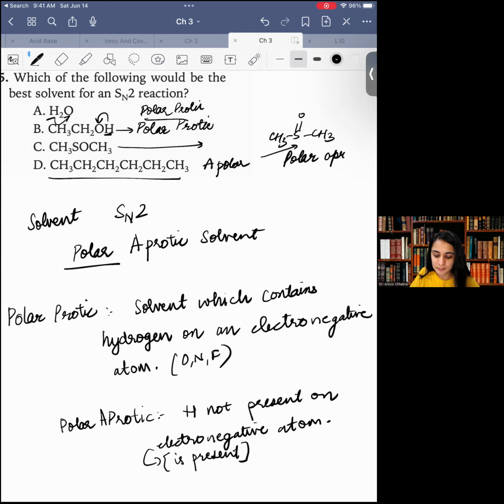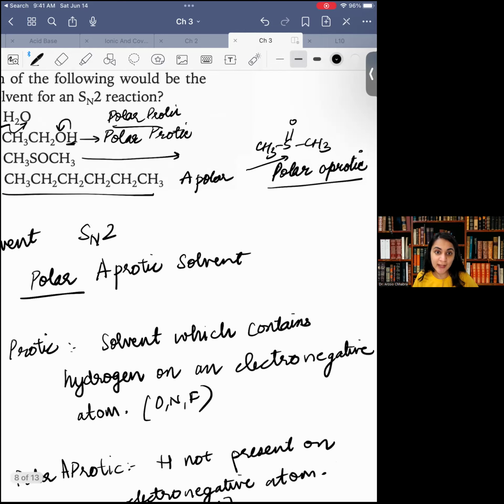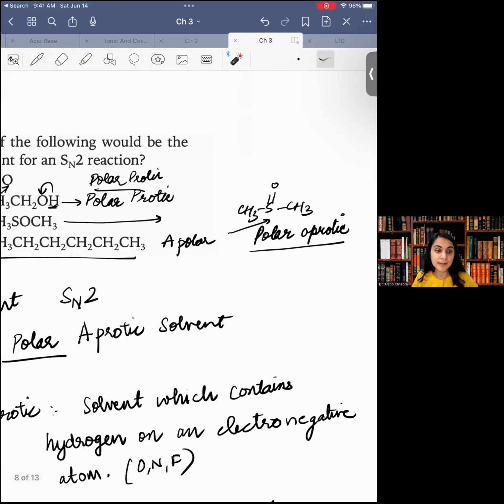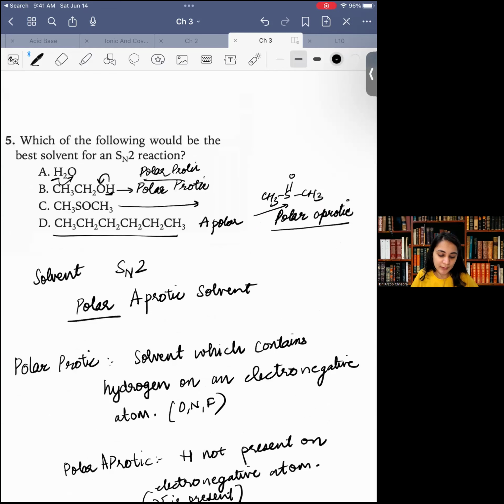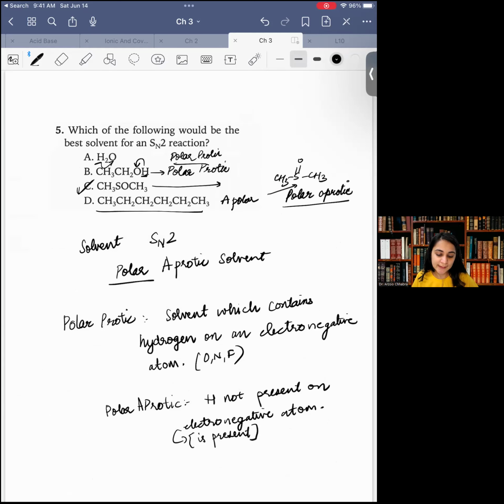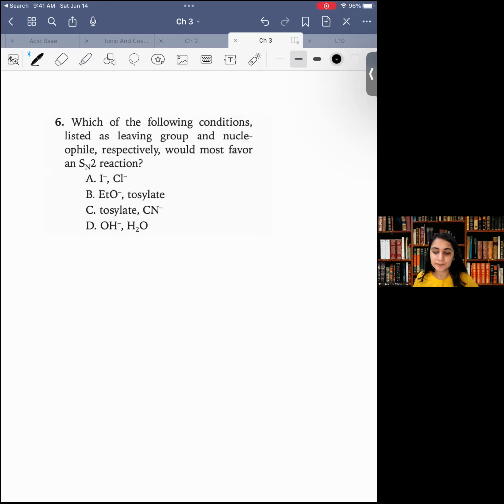aprotic, right? Okay. So, and that is the solvent. Polar aprotic solvents are preferred in an SN2 reaction, right? And if you actually really think about it, the hydrogens over here are present on carbon, not on oxygen, and that is why it's actually a polar aprotic solvent. All right, so C is the answer for that problem.